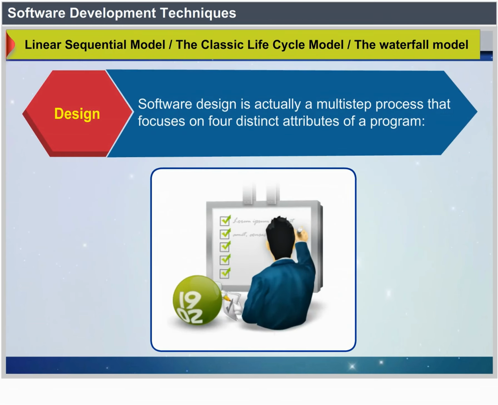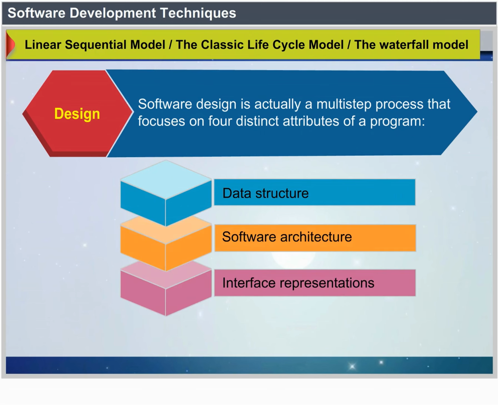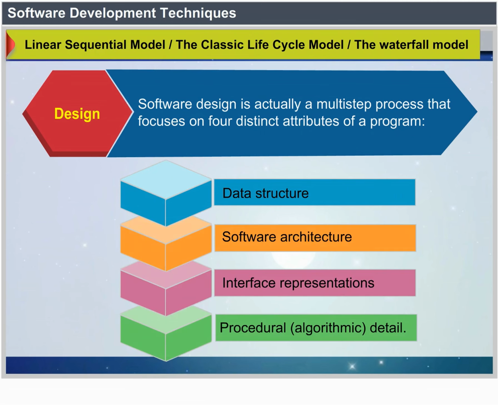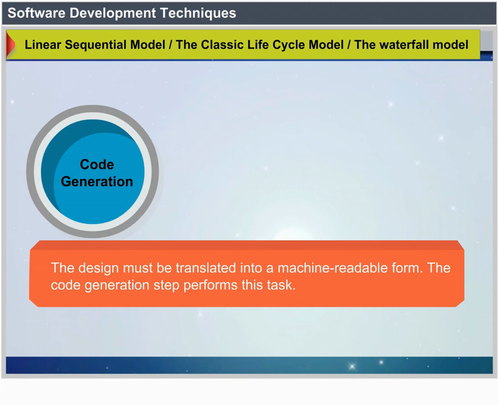Design. Software design is actually a multi-step process that focuses on four distinct attributes of a program: data structure, software architecture, interface representations, and procedural, algorithmic detail. Code generation. The design must be translated into a machine-readable form. The code generation step performs this task.